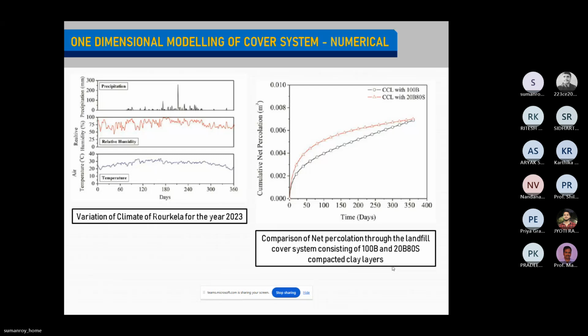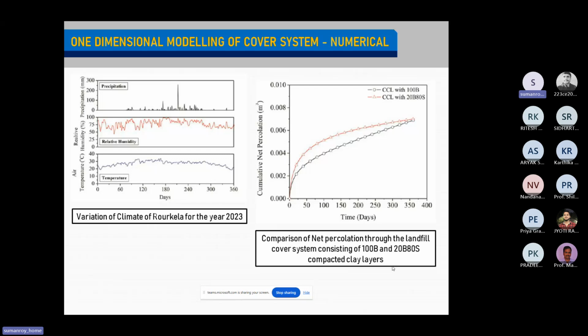The red one is for 20 bentonite 80 sand, while the black one is for the 100 bentonite. It is obvious that 100 bentonite, having a lower permeability, will have a lower net percolation. But the interesting thing that we can see here is that the difference is significantly small. That means 20 bentonite 80 sand is also similarly effective in preventing the flow compared to 100 bentonite.